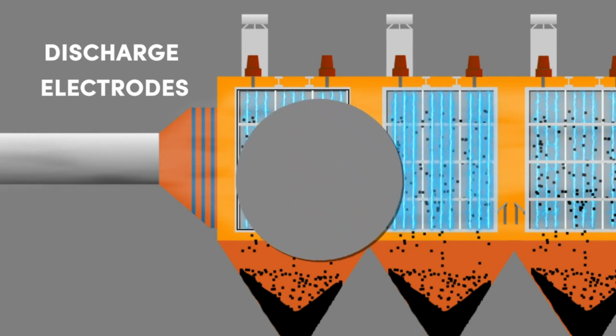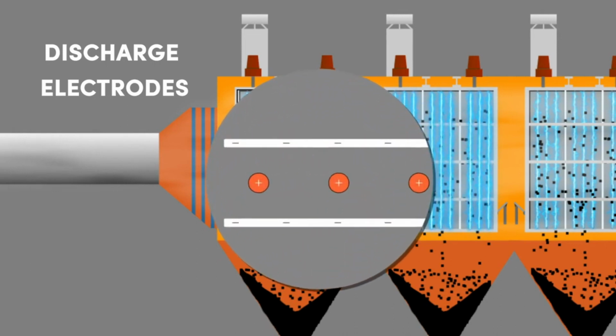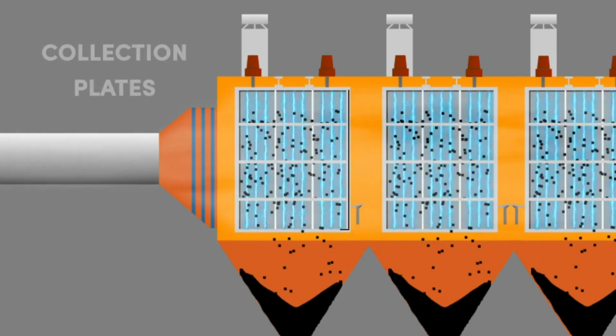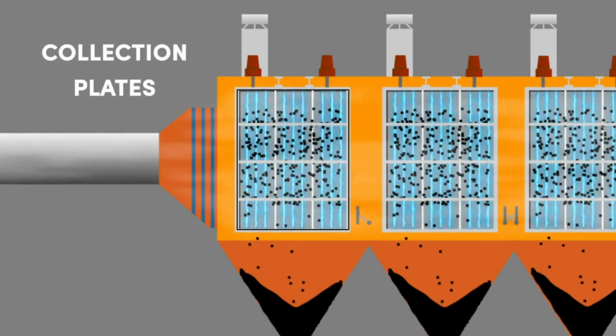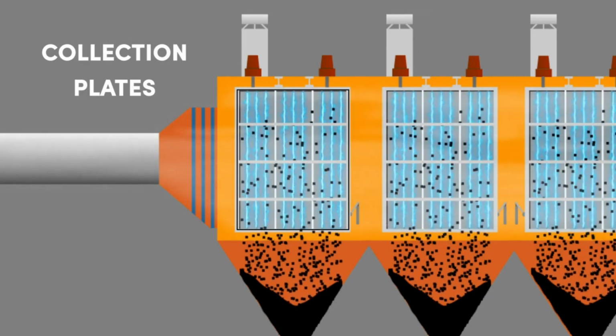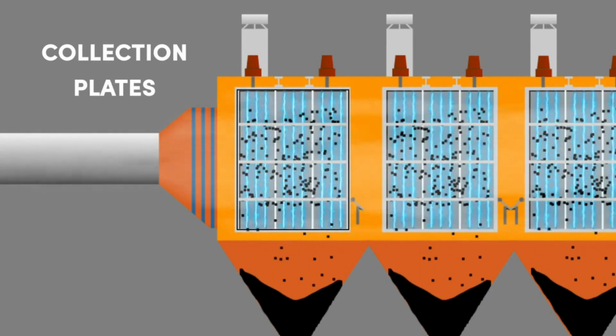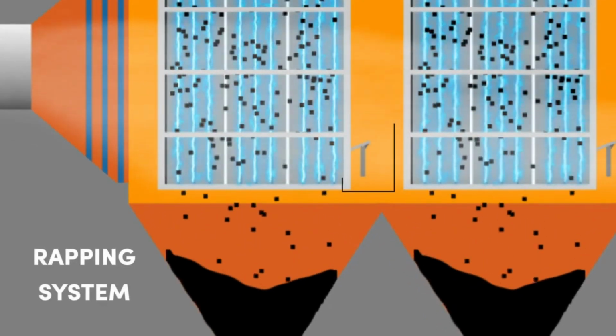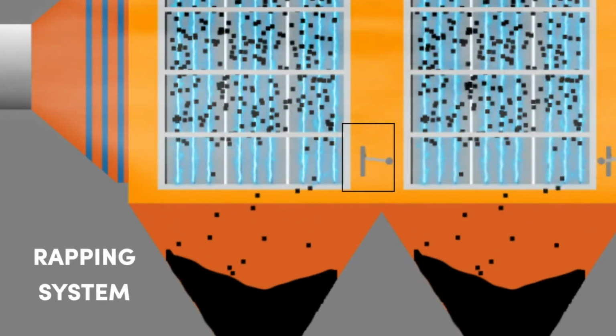Discharge electrodes are energized by a transformer, rectifier set, and power supply. The energized electrodes create ions that collide with particles and apply the electrical charge to the particles contained in the incoming gas stream. The collection plates, or pipes, provide the collection surfaces for the charged particulate matter. The rapping system is responsible for removing the collected particulate matter from the collection surfaces.